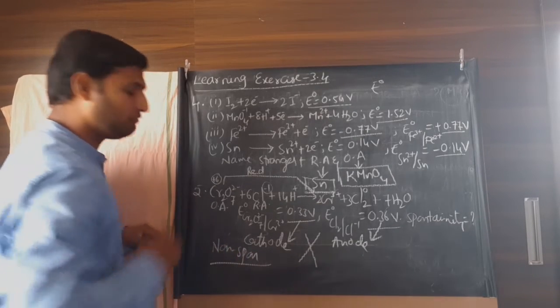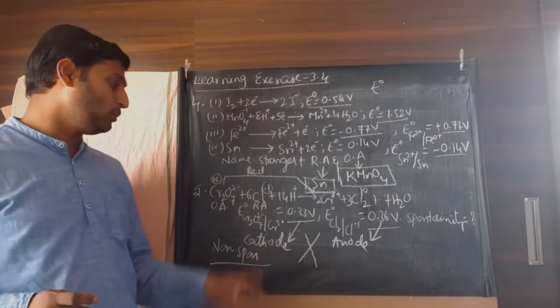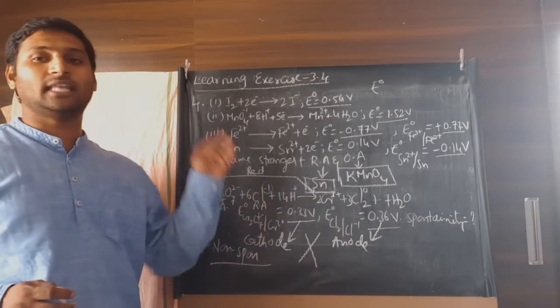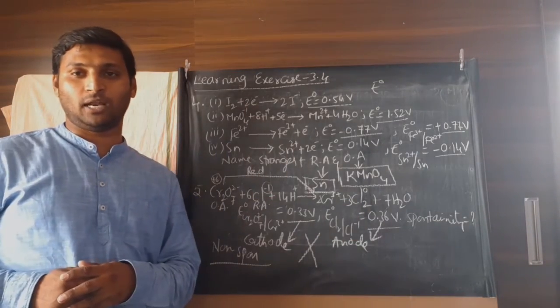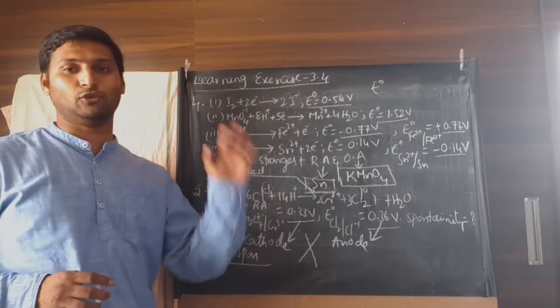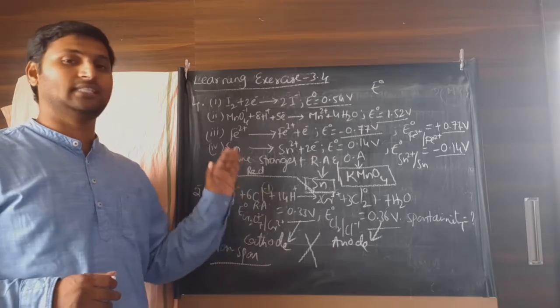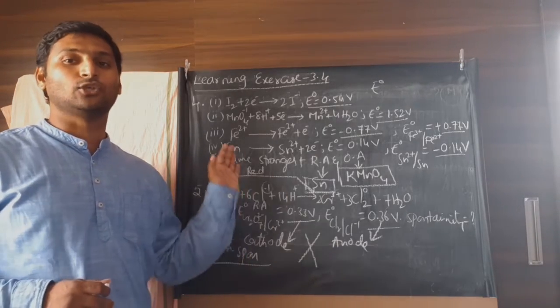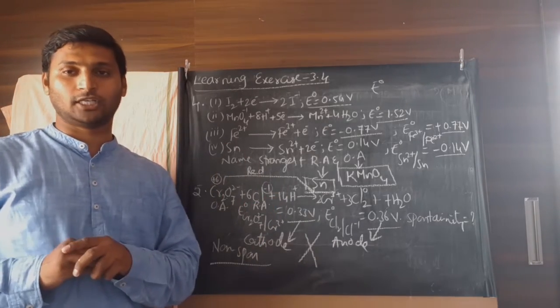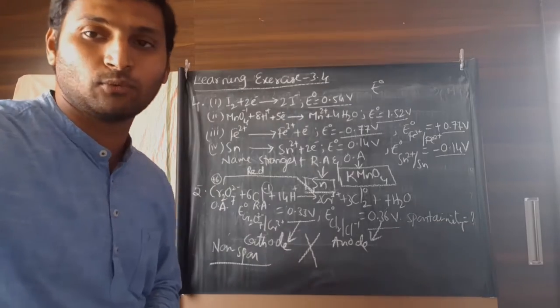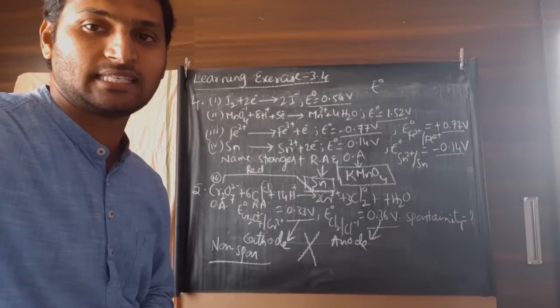If you want to verify yourself, substitute these values in the cell potential formula, you will get a negative value for cell potential obviously, which proves that such a cell reaction doesn't occur, so such a cell does not function. Okay, now let us move on to question number 6.